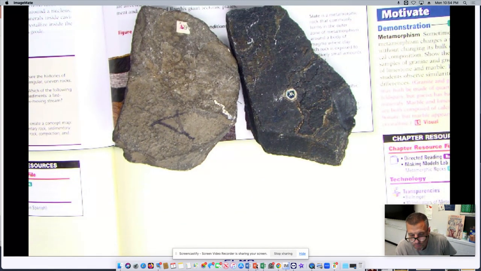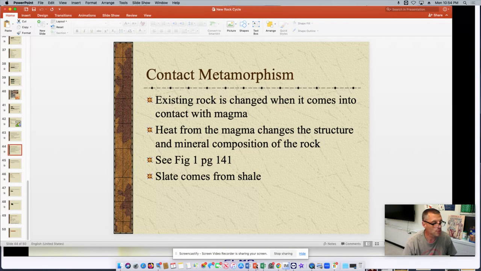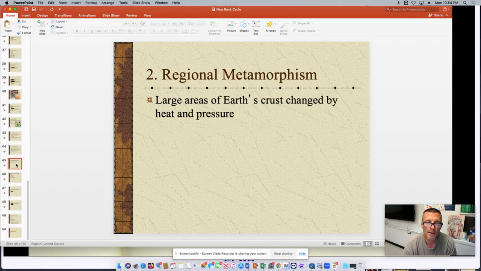Okay, we're back to this. So slate comes from shale. So that's a pair of rocks, one of which is sedimentary and the other of which is metamorphic. And so these metamorphic rocks, in many ways, we're going to pair them and say, this was what it was before it got changed, then it got changed and it became this metamorphic rock.